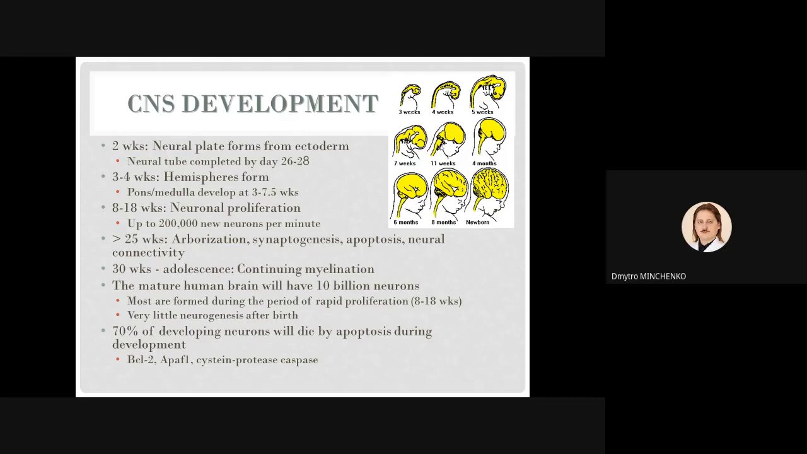The mature human brain will have about 10 billion neurons. Most are formed during the period of rapid proliferation of 8 to 18 weeks. Very little neurogenesis after birth. 70% of developing neurons will die by apoptosis during development. The initial factors of apoptosis, we have the BCL2 family, the APOP1, and the cysteine protease caspases.